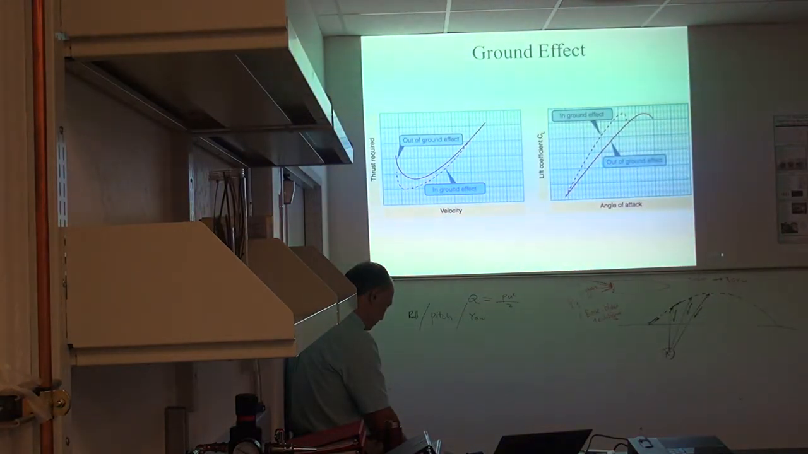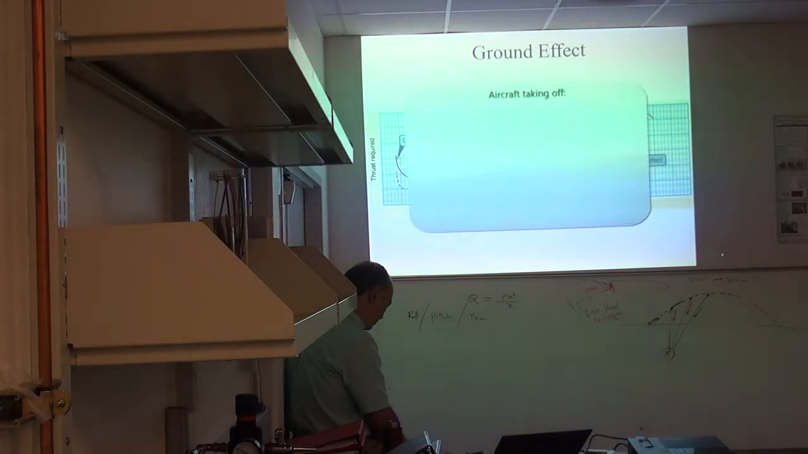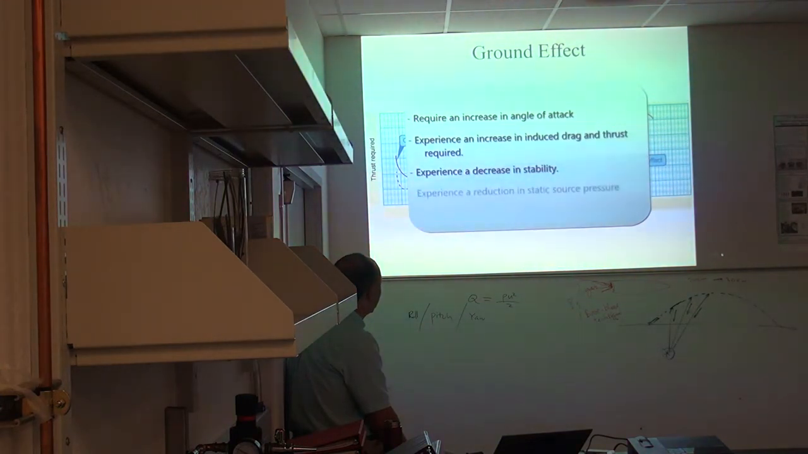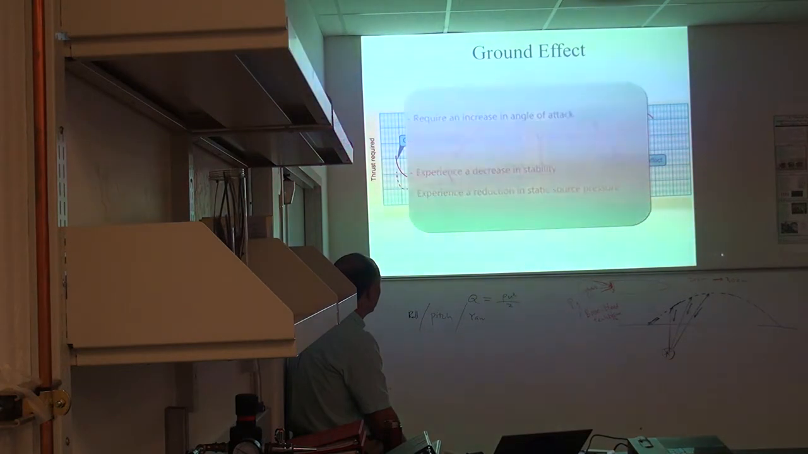When an aircraft is taking off, the reverse happens from landing. The aircraft taking off will require an increase in angle of attack to maintain the same lift, experience an increase in induced drag and thrust required, experience a decrease in stability and a nose-up change in moment, and experience a reduction in static source pressure and increase in indicated airspeed.